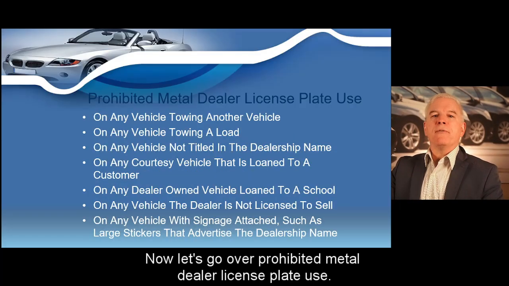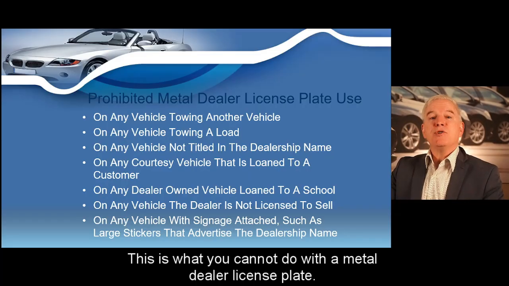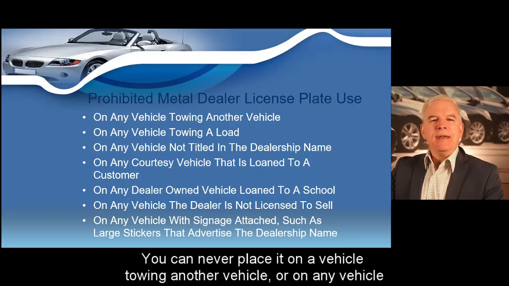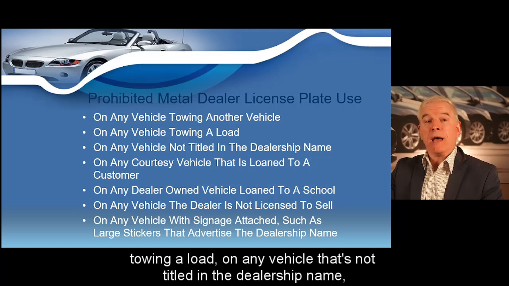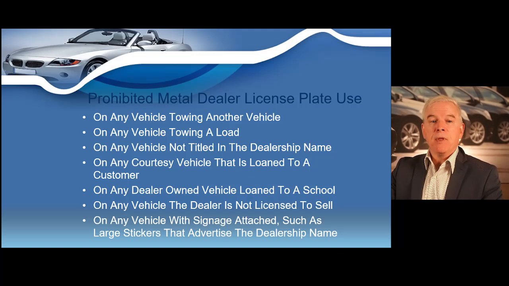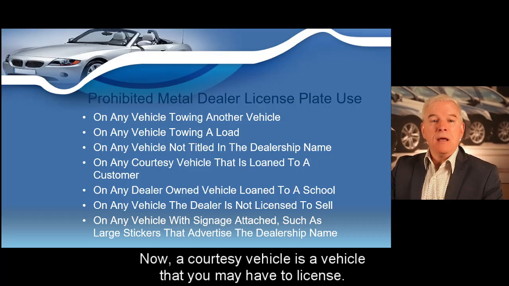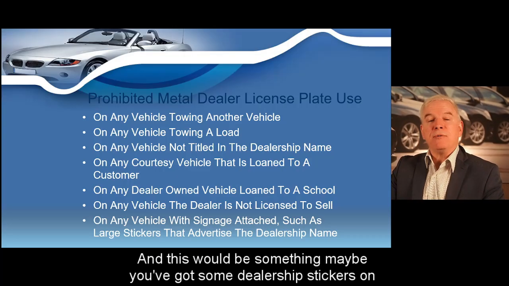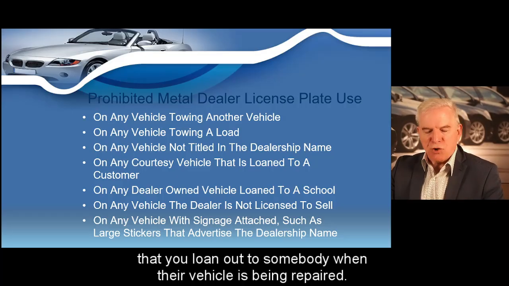Now let's go over prohibited metal dealer license plate use. This is what you cannot do with a metal dealer license plate. You can never place it on a vehicle towing another vehicle, or on any vehicle towing a load, on any vehicle that's not titled in the dealership name, or on a courtesy vehicle. Now, a courtesy vehicle is a vehicle that you may have to license, and this would be something maybe you've got some dealership stickers on that you loan out to somebody when their vehicle is being repaired.